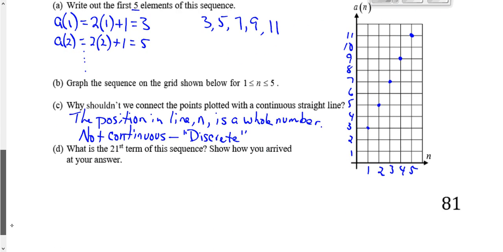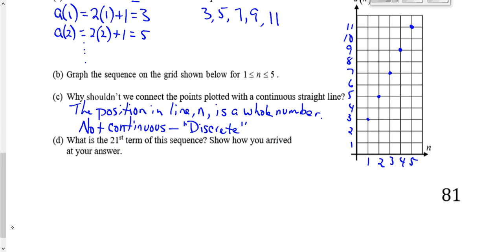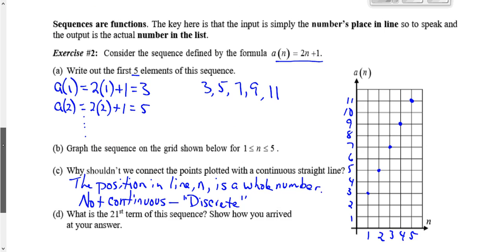Okay, all right. Well, Bertie, what is the 21st term of the sequence? Well, geez, do we have a rule?